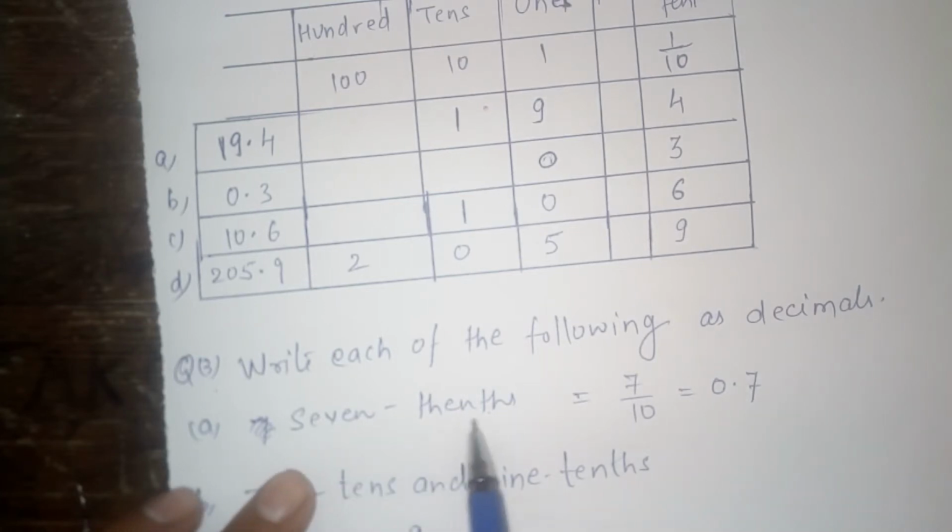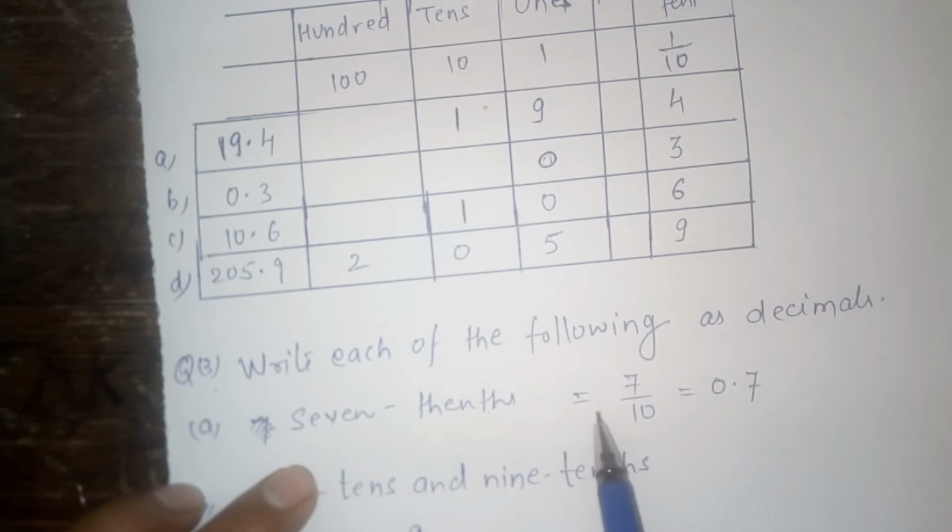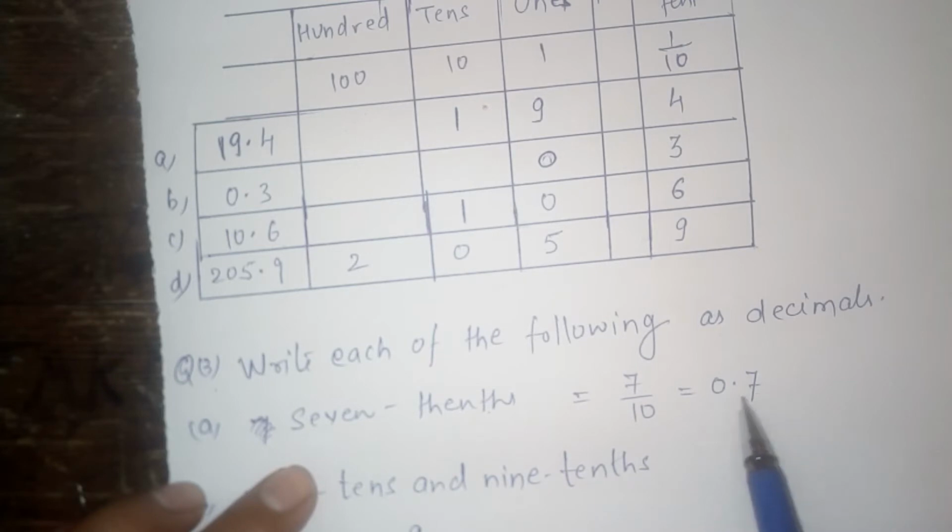First, 7/10. 7/10 means 7 divided by 10. And 7 upon 10 is fractional form, and fractional form we can convert to decimal form. How? Look here. In 10 the number of 0s is 1. So what will you do? Before one digit we will put the decimal point. So 7 upon 10 is equal to 0.7.